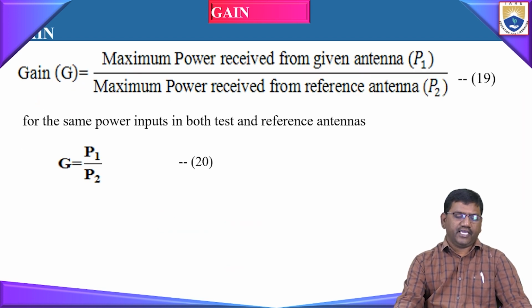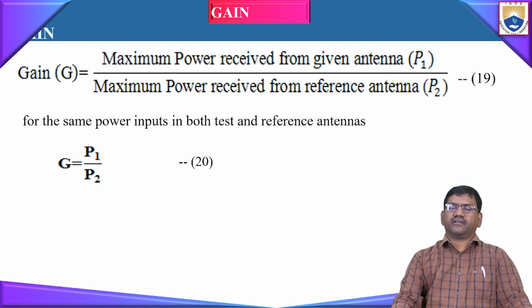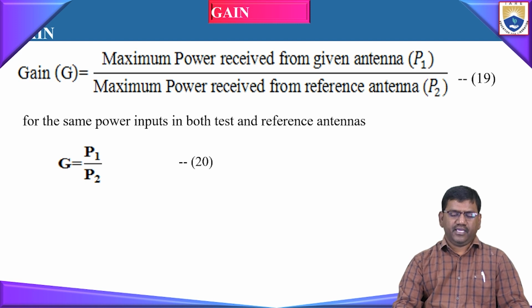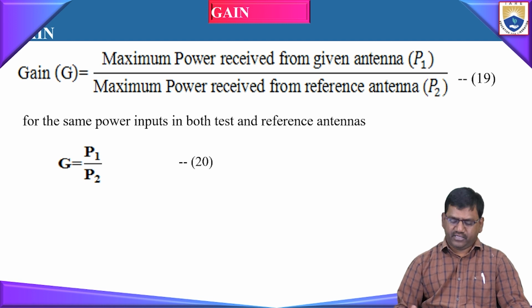Another definition for gain, in terms of power: the maximum power received from the given antenna divided by the maximum power received from the reference antenna, P2, for the same power inputs.